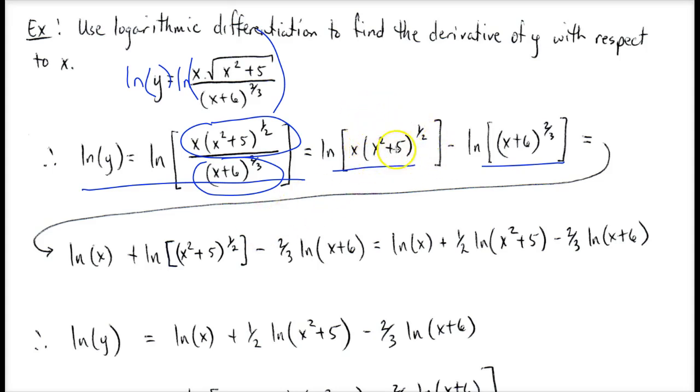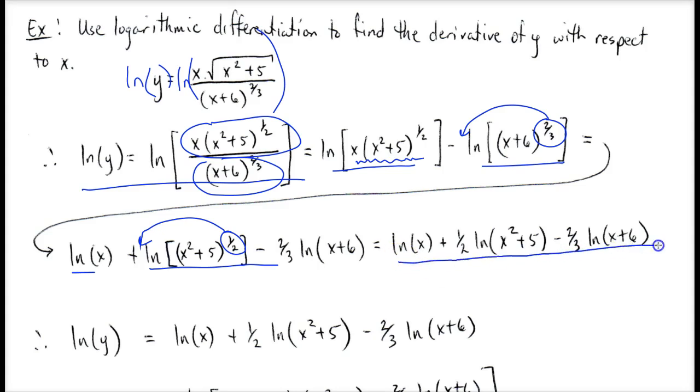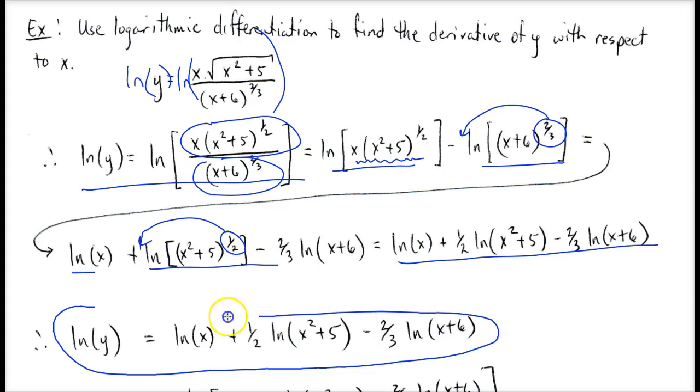From this moment, we notice that we have multiplication inside the first term. So we could rewrite natural log of x times x squared plus 5 raised to the 1/2 as just natural log of x plus natural log of x squared plus 5 raised to the 1/2. Okay, and then similarly, we could take this exponent and pull it out via our logarithm properties. And thus, we could take this 1/2 and also pull it out. And from that, you see that you end up having this result. So we know that natural log of y would just be what we have here.